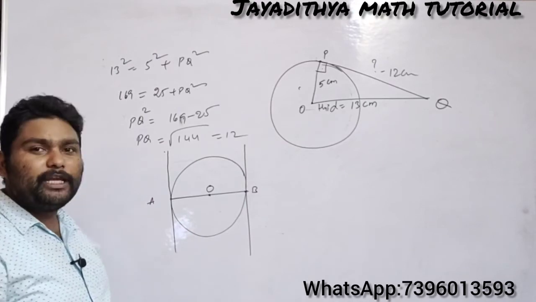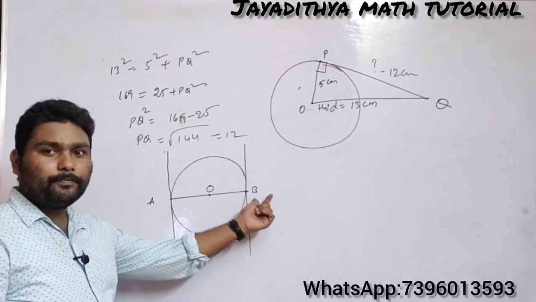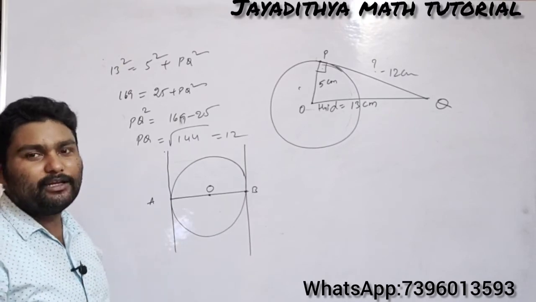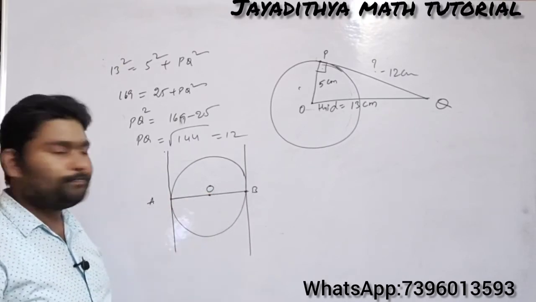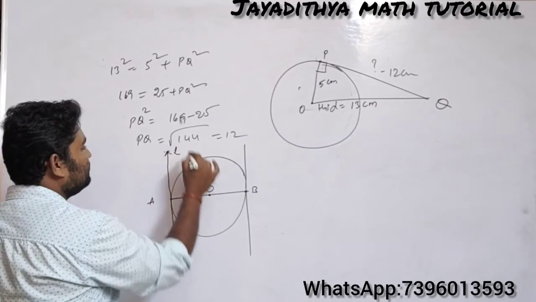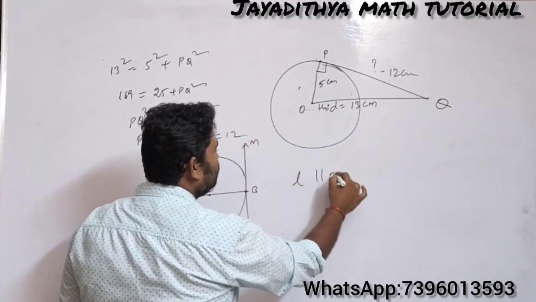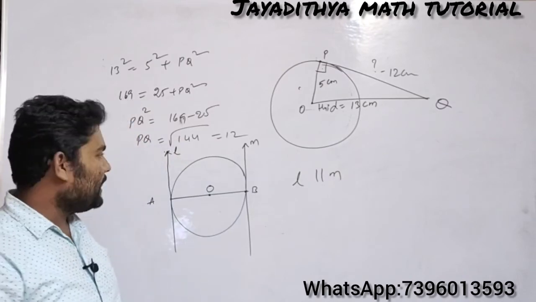What we need to prove here? We need to prove that the tangents drawn at the end points of the diameter are parallel. So let me write here. This is tangent L and this is M. What you need to prove here? L is parallel to M. You should prove that L is parallel to M.